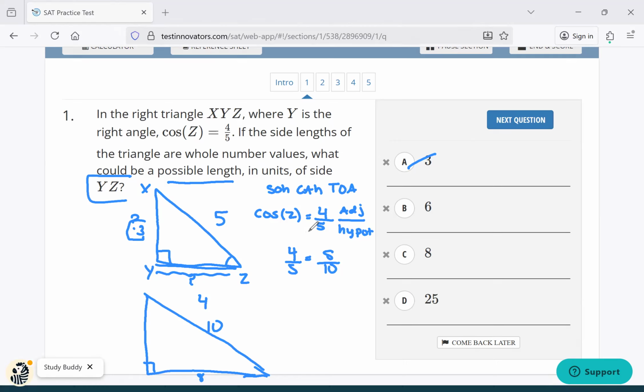Cosine is adjacent over hypotenuse, so 8/10. 8 can be reduced by 2, so 8 divided by 2 is 4, and 10 divided by 2 is 5. Definitely true. So your answer will be 8.